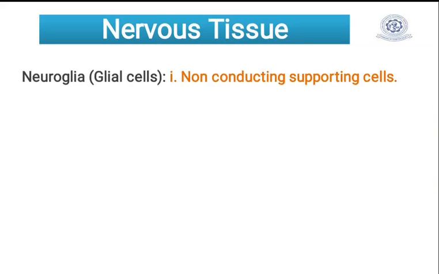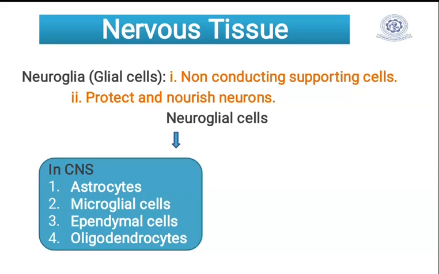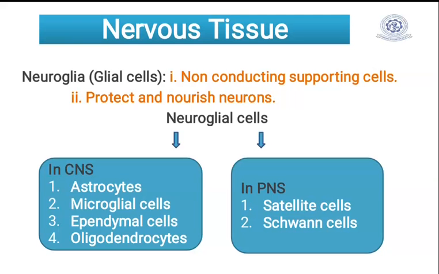And the second type of cells, neuroglia, are also known as glial cells. They are the non-conducting supporting cells. They are going to protect and nourish the neurons. Total 6 types of neuroglial cells are present. 4 are present in the central nervous system. They are astrocytes, microglial cells, ependymal cells, and oligodendrocytes. And the other 2 are present in the peripheral nervous system. They are satellite cells and Schwann cells.